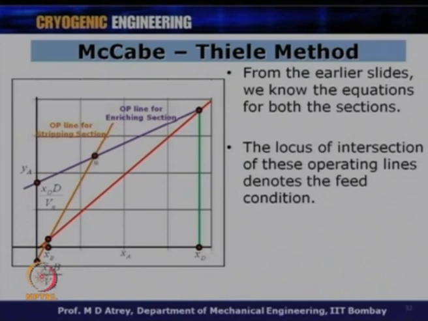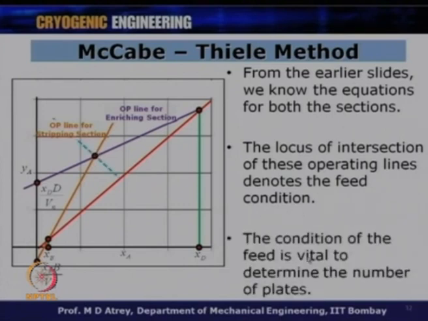At this point, they can meet anywhere depending on the slope of these lines, and therefore the slope of these lines also plays a very crucial role. The point of intersection, however, will denote the feed inlet condition. The condition of the feed is vital to determine the number of plates.